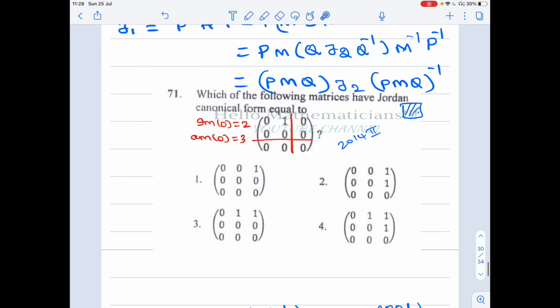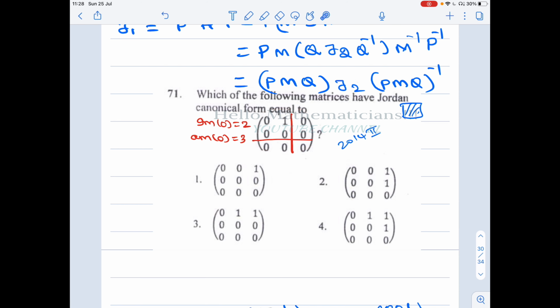Now let's solve some problems. Okay, asked in the CSIR exam. Which of the following matrices have Jordan canonical form equal to this matrix? Okay, so use that. Note that this is a Jordan matrix and it has two Jordan blocks. Okay, why is this two blocks? There is a one block, and this is a one block because there are no ones. Now, it is a 3 by 3 matrix.